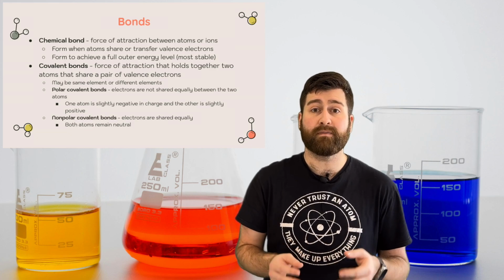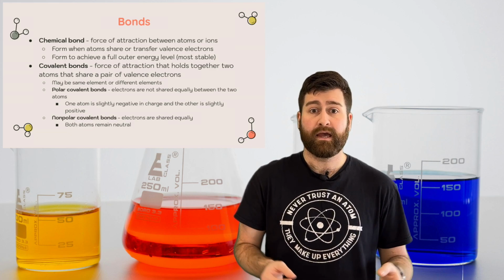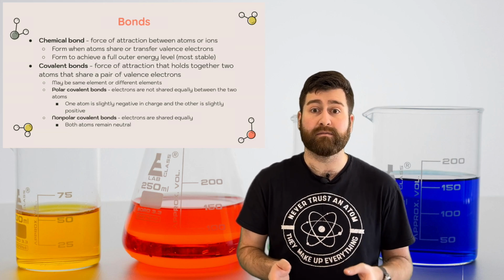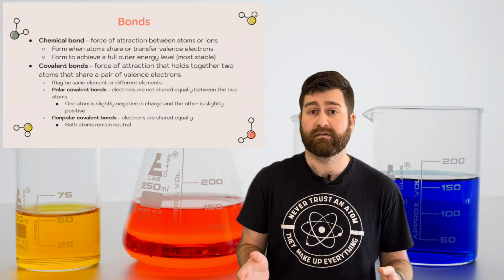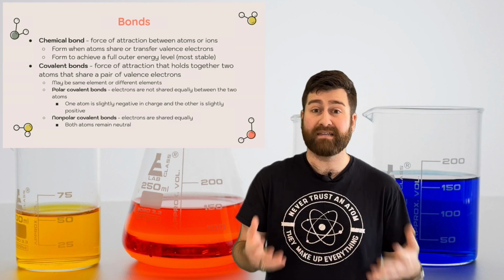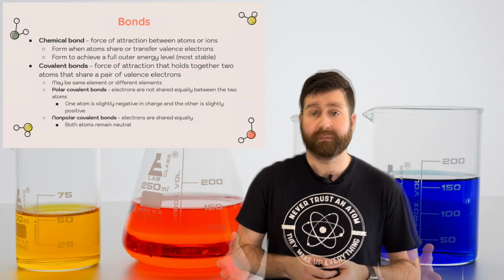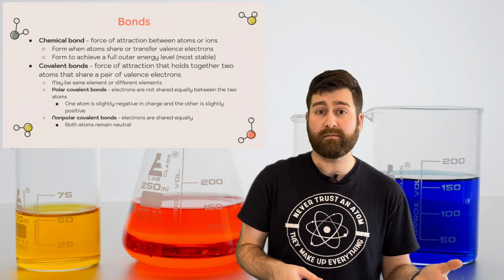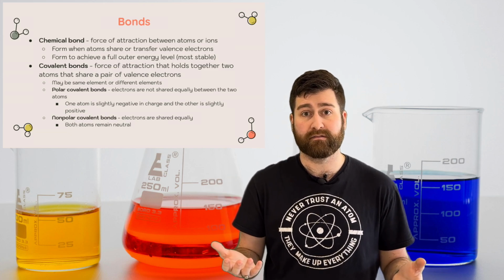First up, we're going to talk about covalent bonds. These are bonds that form from the force of attraction that holds together two atoms that share a pair of valence electrons. These bonds may form between the same element or different elements. There are two subcategories of covalent bonds. We have polar covalent bonds and nonpolar covalent bonds.